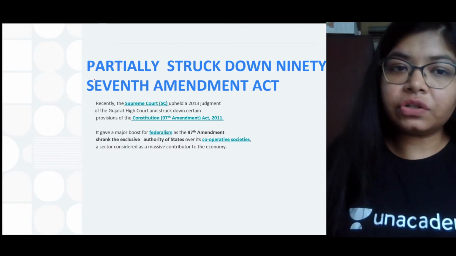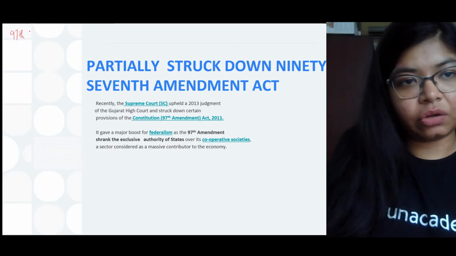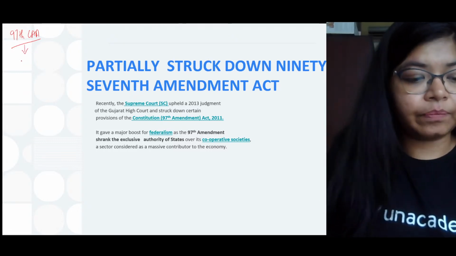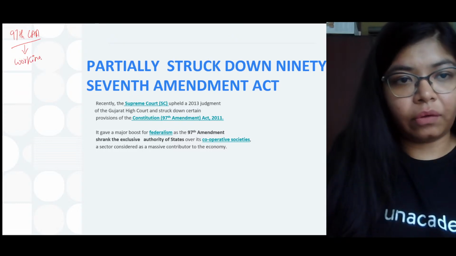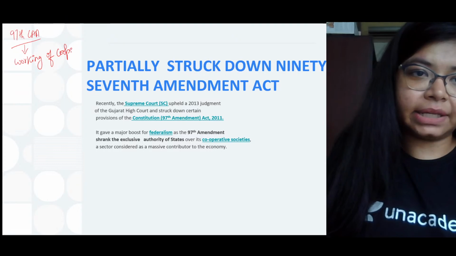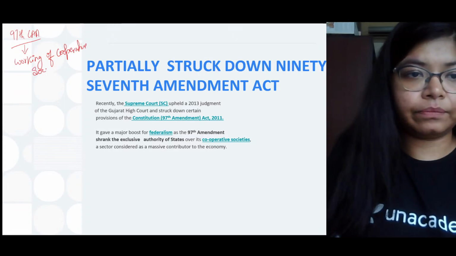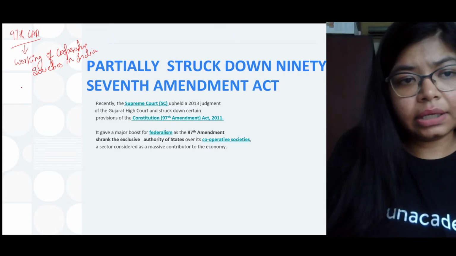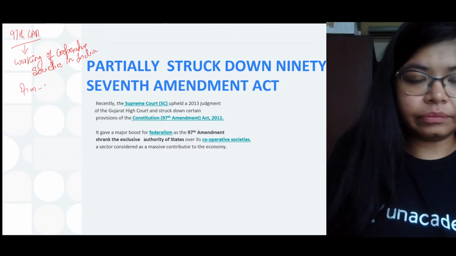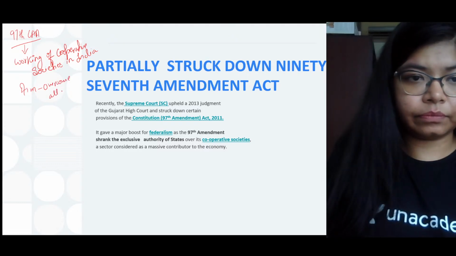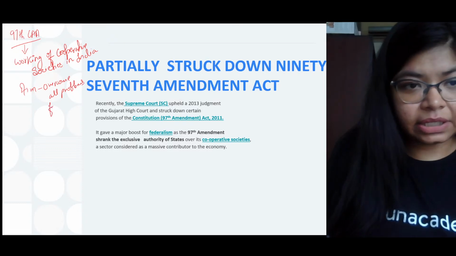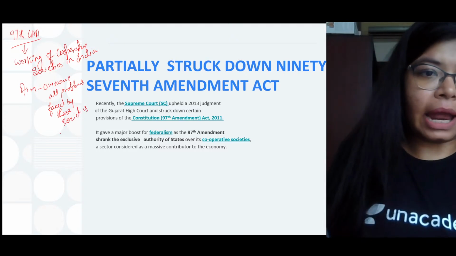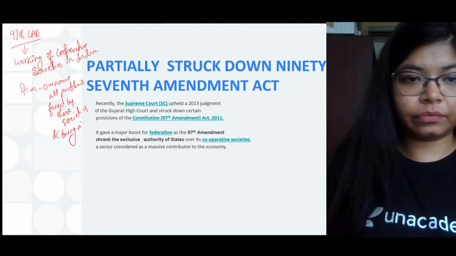Fine. This is what I was talking about when we talk about the 97th Constitutional Amendment Act. If someone knows, please put it in the comment section what it is about. So it was about the working of cooperative societies in India. And its aim was that we overcome all problems faced by these societies and bring about an efficient change.